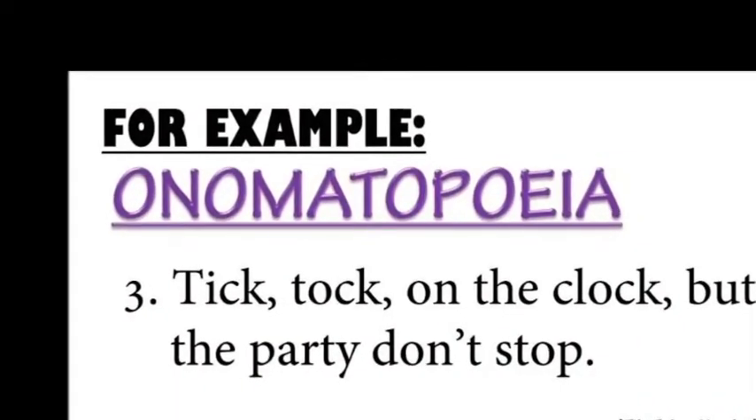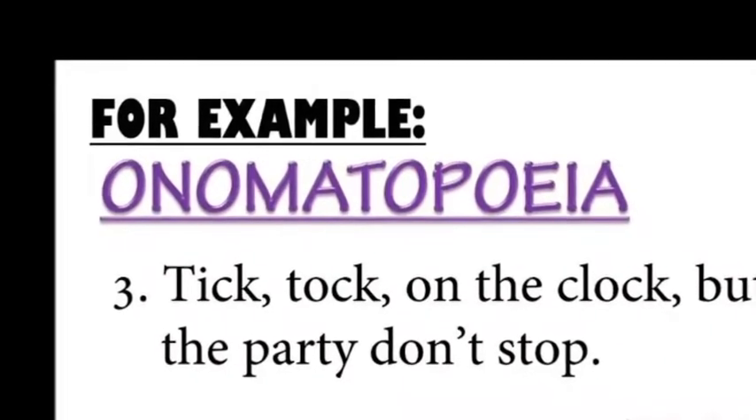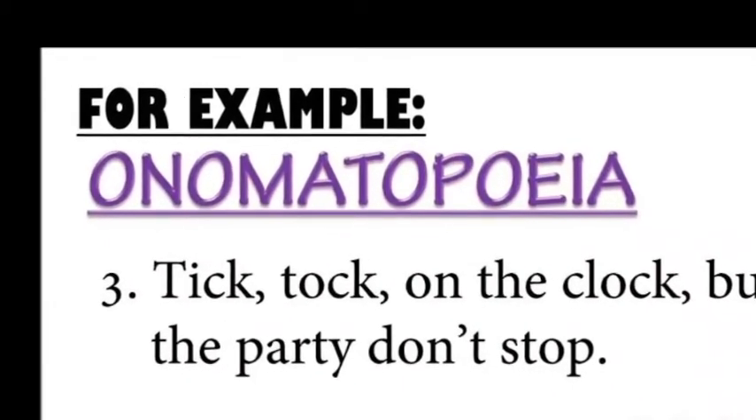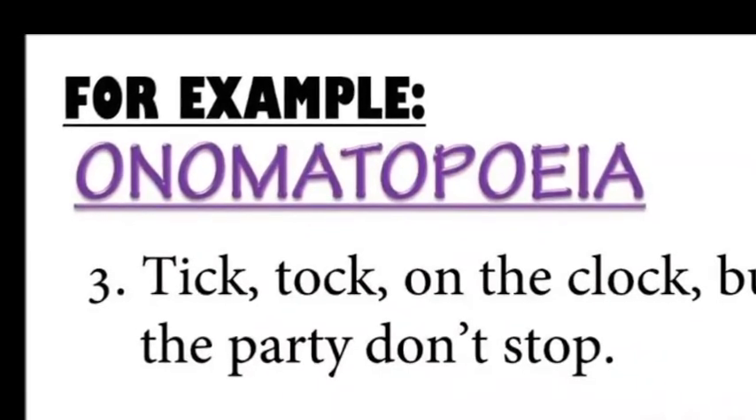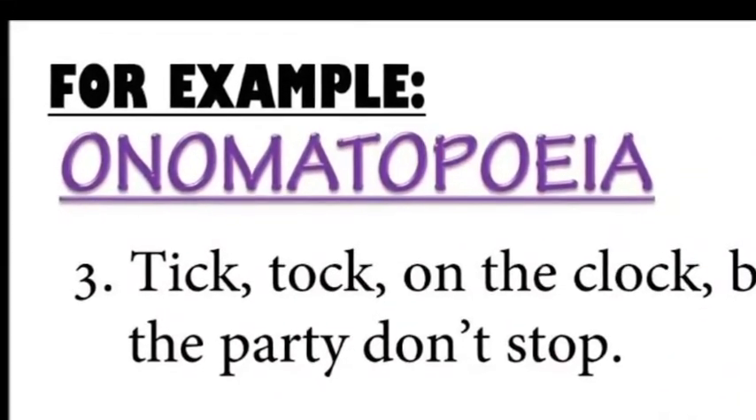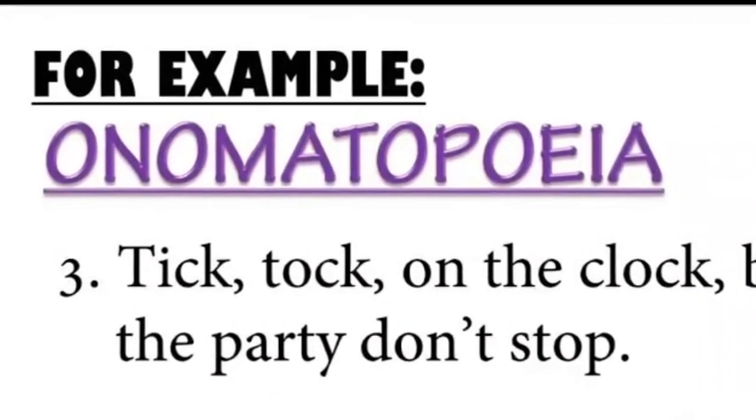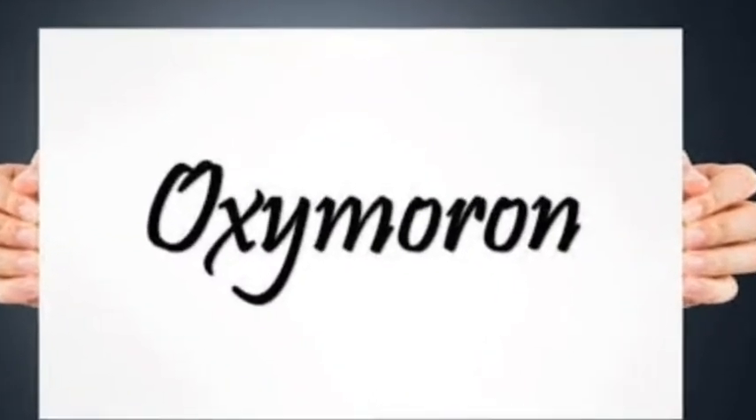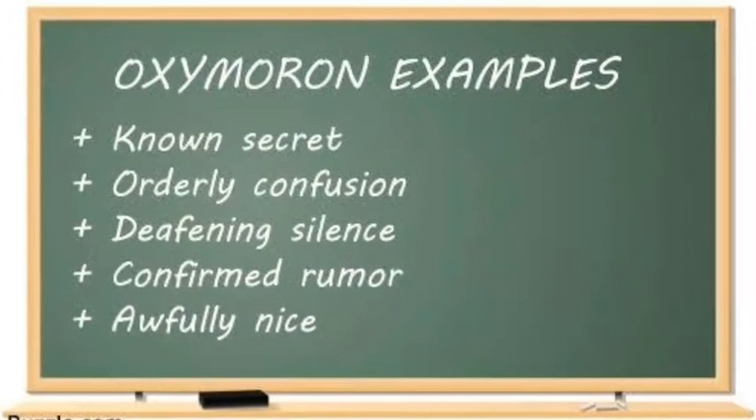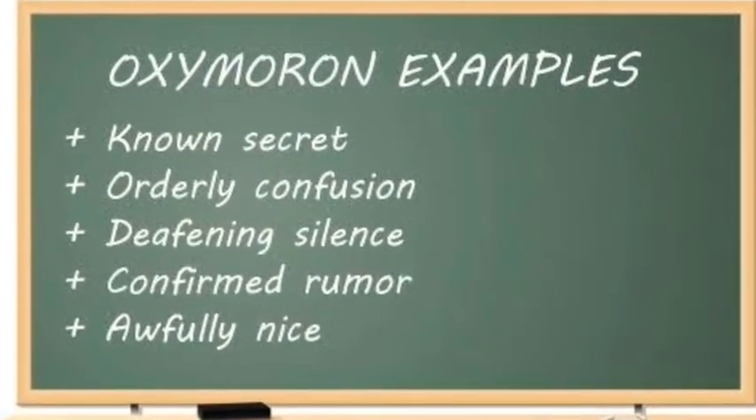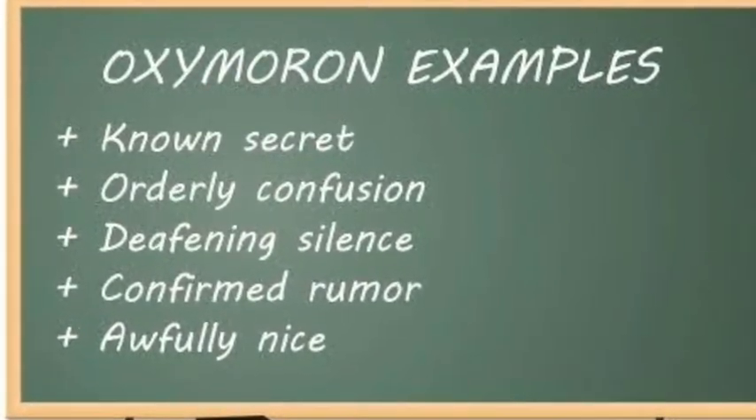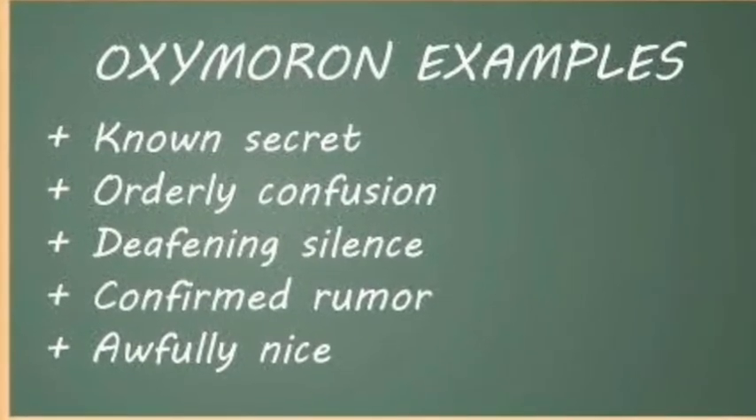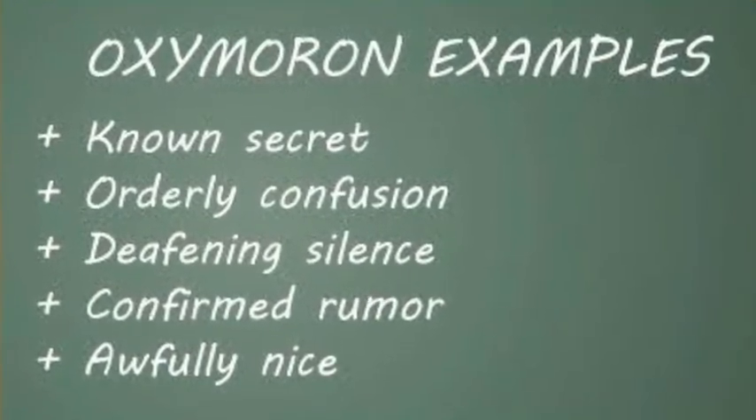13. Onomatopoeia, the use of words that imitate the sounds associated with the objects or actions they refer to. Example: the clap of thunder went bang and scared my poor dog. 14. Oxymoron, a figure of speech in which incongruous or contradictory terms appear side by side. Example: he popped the jumbo shrimp in his mouth.